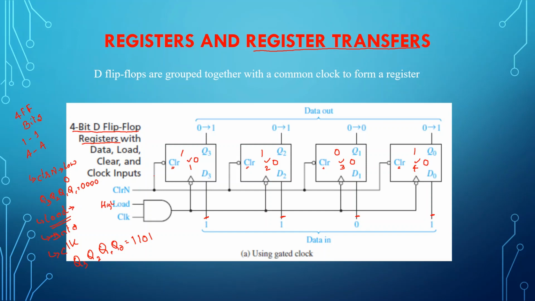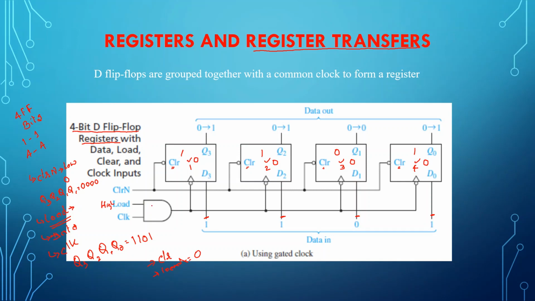After giving the clear input, you need to make your load high. After load high, you need to keep your data ready. After the data is kept ready, you need to give the clock input. For example, if you say that, sir, I'll press the clear input, no issues with respect to this. But load, I'll make it 0. I'll make my load equal to 0.